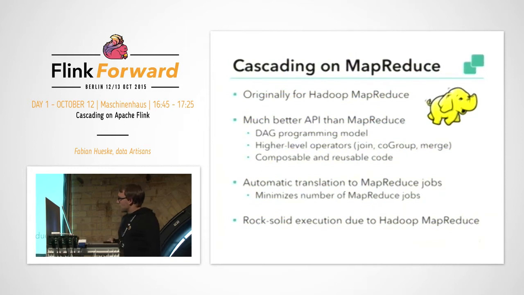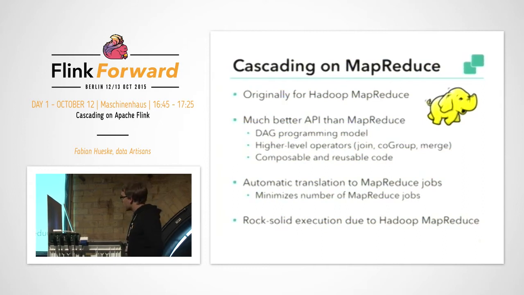And when you implement your programs as Cascading programs, your code is reusable. You can recompose certain parts. So altogether, this makes it a better API than MapReduce. And when you implement a Cascading job and you want to execute it on MapReduce, this program is automatically compiled into a sequence, into a workflow of MapReduce programs. And the compiler works in a way that it tries to minimize the number of MapReduce jobs.